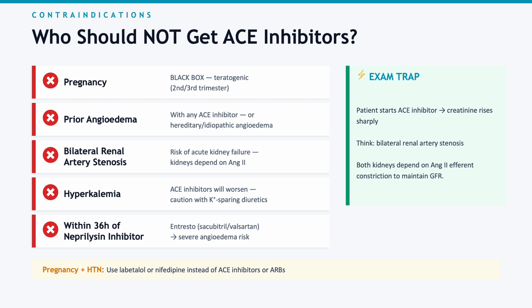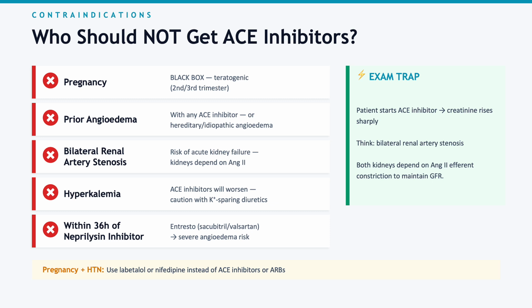History of angioedema with an ACE inhibitor. Never re-challenge. This also includes patients with hereditary or idiopathic angioedema. Bilateral renal artery stenosis. In these patients, both kidneys depend on efferent arteriolar constriction by angiotensin II to maintain GFR. Block angiotensin II production, and you can precipitate acute kidney failure.